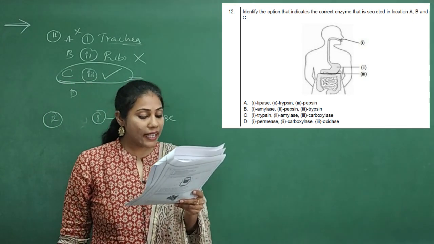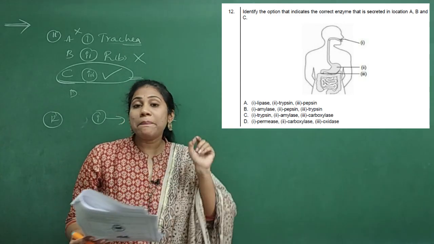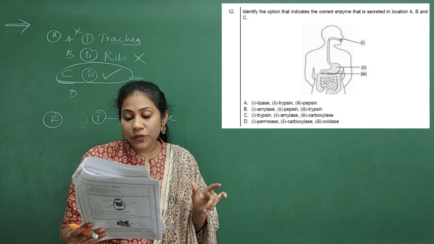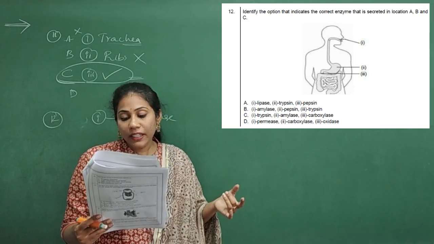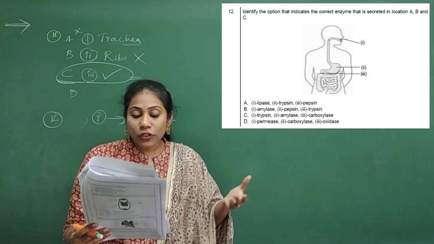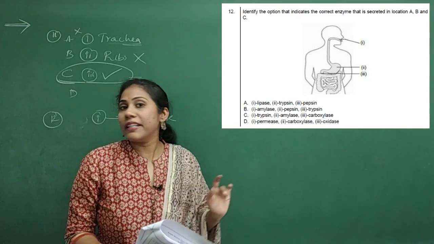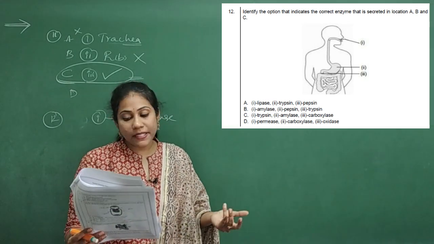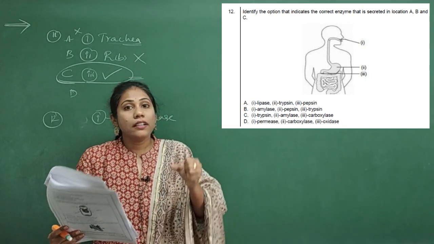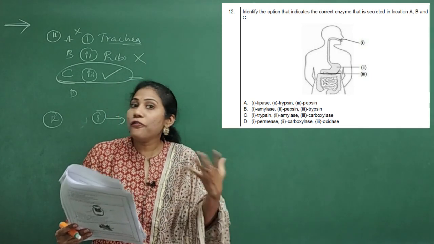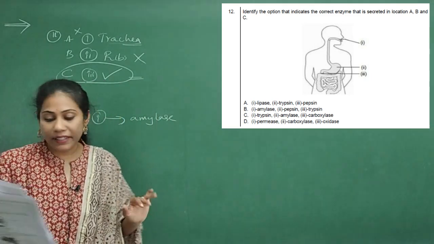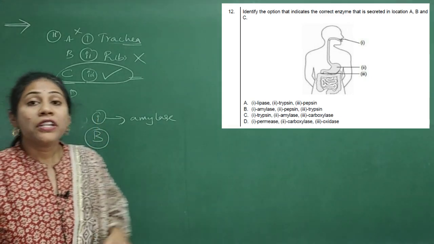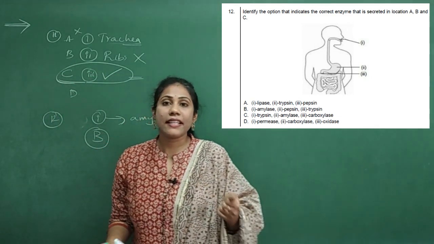And coming to the second labeling, it is about the stomach. In the stomach, pepsin is the enzyme that is secreted. And the third labeling is actually the small intestine, isn't it? So there, trypsin is the enzyme that is secreted. So in the mouth, amylase; in the stomach, pepsin; and in the initial part of the small intestine, trypsin. So which option is correct here? Option B is correct.